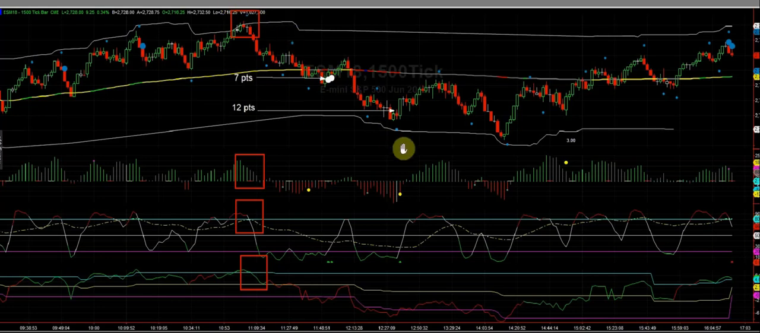So that was the discretionary trade setup that was available using the process trading right edge trading system.